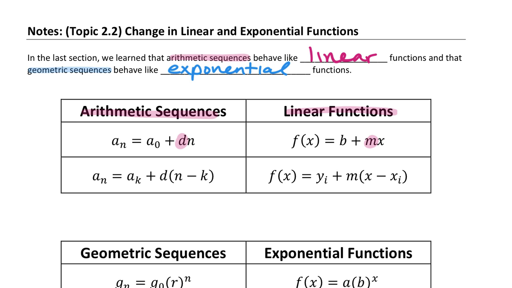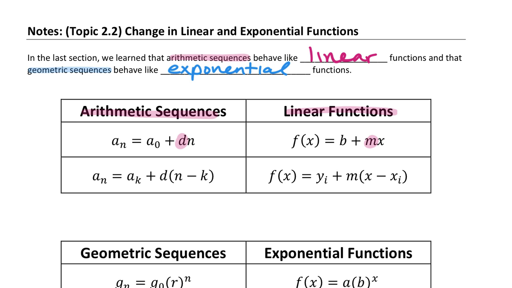But then we have a more useful version of these formulas, the arithmetic sequence and linear function point-slope version. Again, this is y minus y1 equal to m times x minus x1. And you're probably like, Ms. Quigley, that says yi and xi. I agree. It's because you can use any coordinate pair. It doesn't have to be the first one or second one. It can be the third or the fourth one. So the i is just a placeholder for any number whatsoever that you can plug in there.